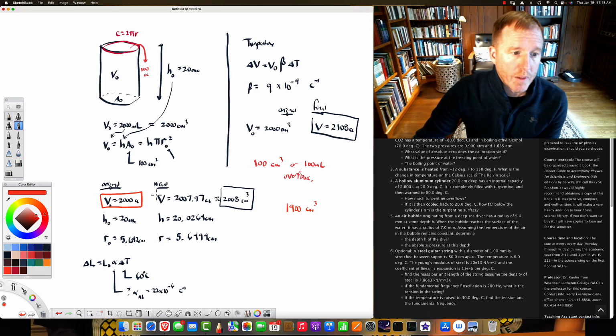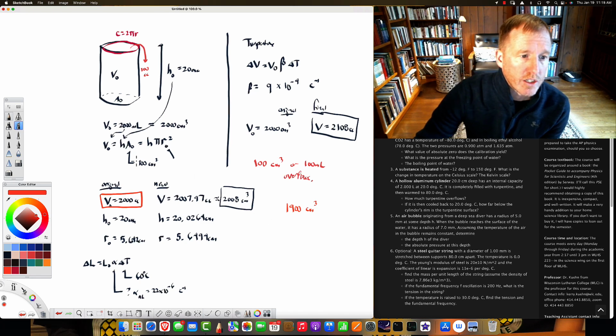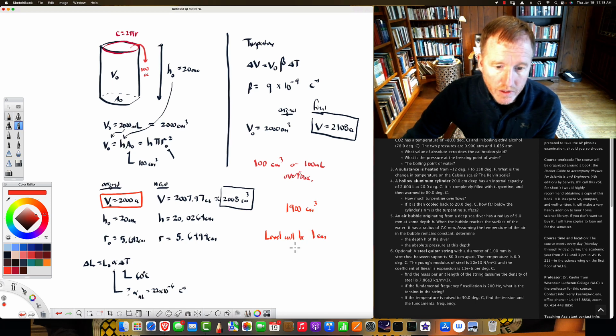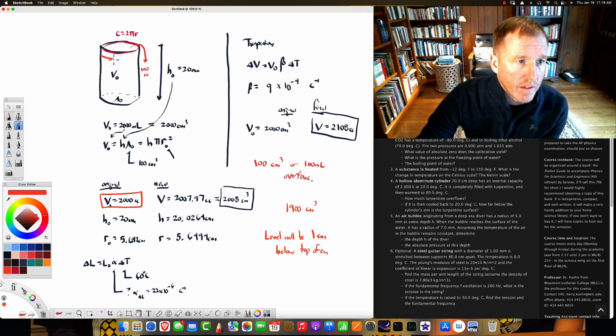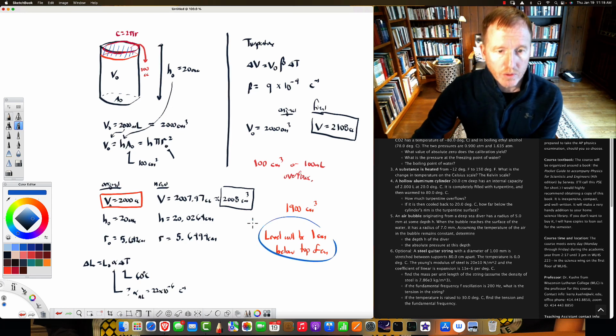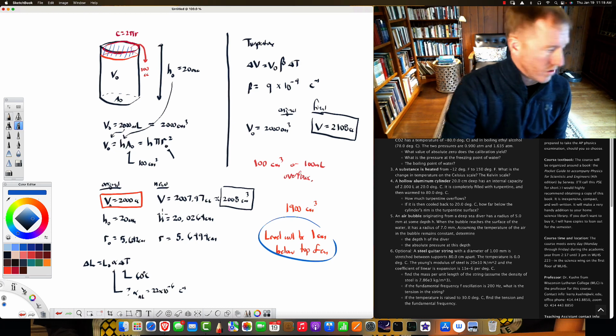And so what happens is going to be 100 cubic centimeters that had overflowed, and in so doing, since the cross-sectional area is 100 square centimeters, the new level will be 1 centimeter below the top of the can. How do we know that? Well, because if this area is 100 square centimeters, the volume that overflowed is that right in there. It's 100 square centimeters times 1 centimeter would give you 100 cubic centimeters. So it'll be 1 centimeter below the top of the can. And that is the solution to that problem.